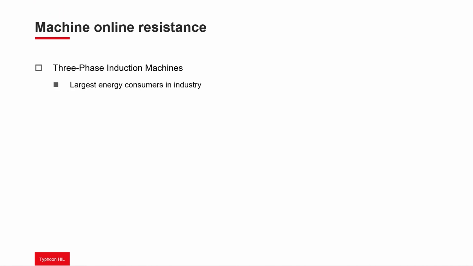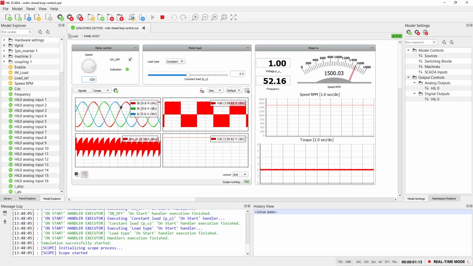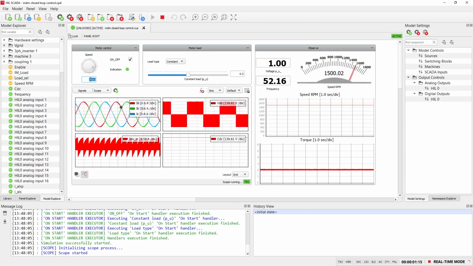Three-phase induction motors are the largest energy consumers in industry, playing the important role of converting electricity into mechanical power. In addition to this, some industrial processes require speed and torque control, and inverter-based drivers are primarily used for this kind of application.